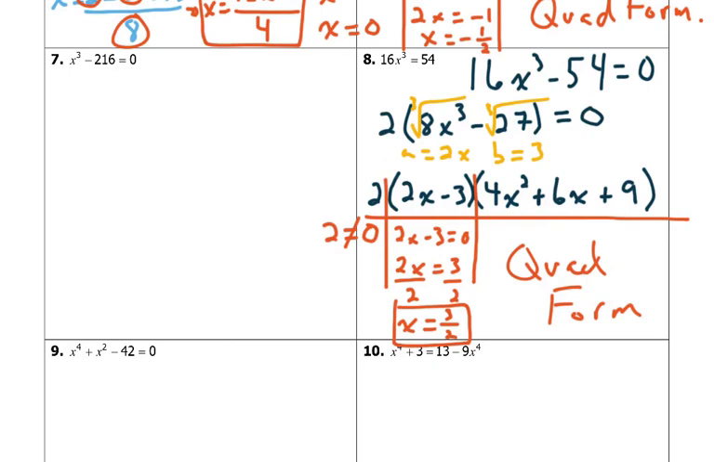X equals -6. Oh, let's go ahead and write it like I did last time. Let's write it out. All right, we have 4x squared plus 6x plus 9 equals 0. All right. Now we're plugging in the quadratic formula.